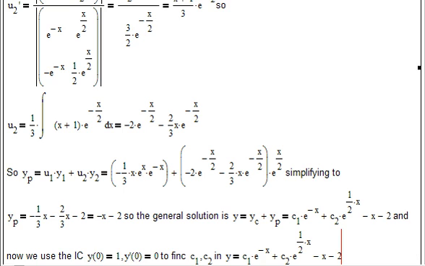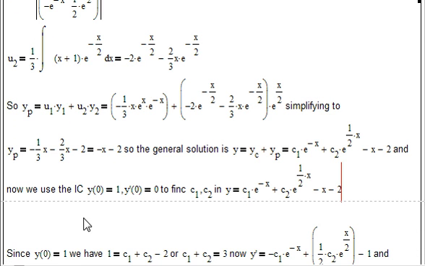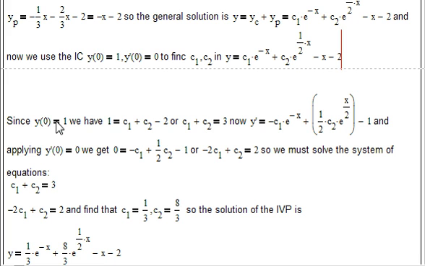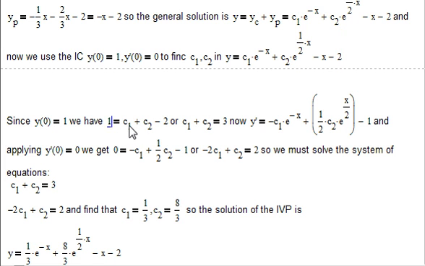Now we use the initial conditions y(0) equals 1, y prime(0) equals 0 to find our C1 and our C2. Since y(0) equals 1, we have 1 equals C1 times e to the 0, which is 1, plus C2 times e to the 0, which is 1, and then minus 0 minus 2, so C1 plus C2 equals 3.